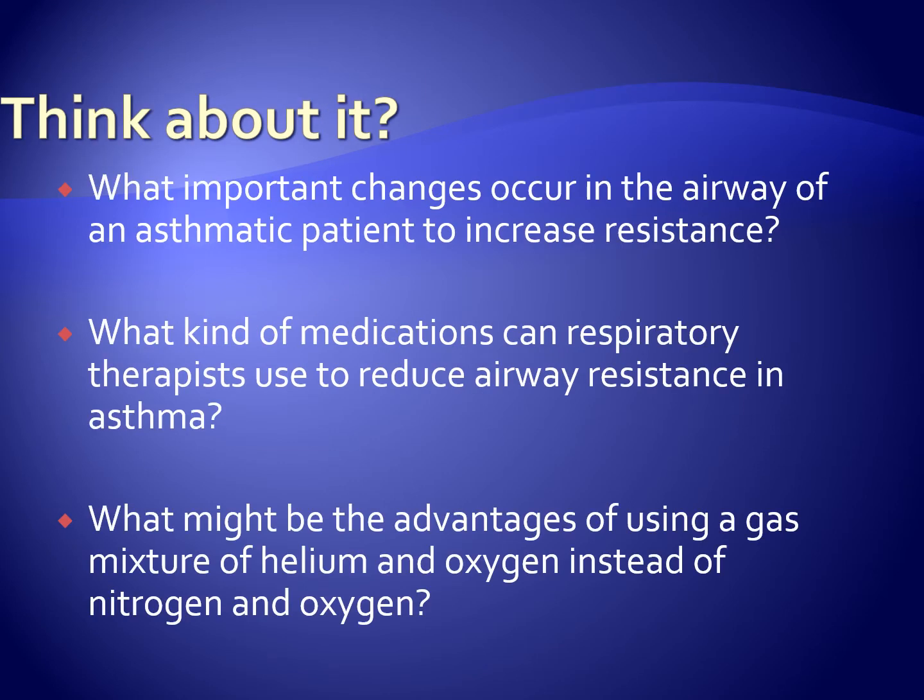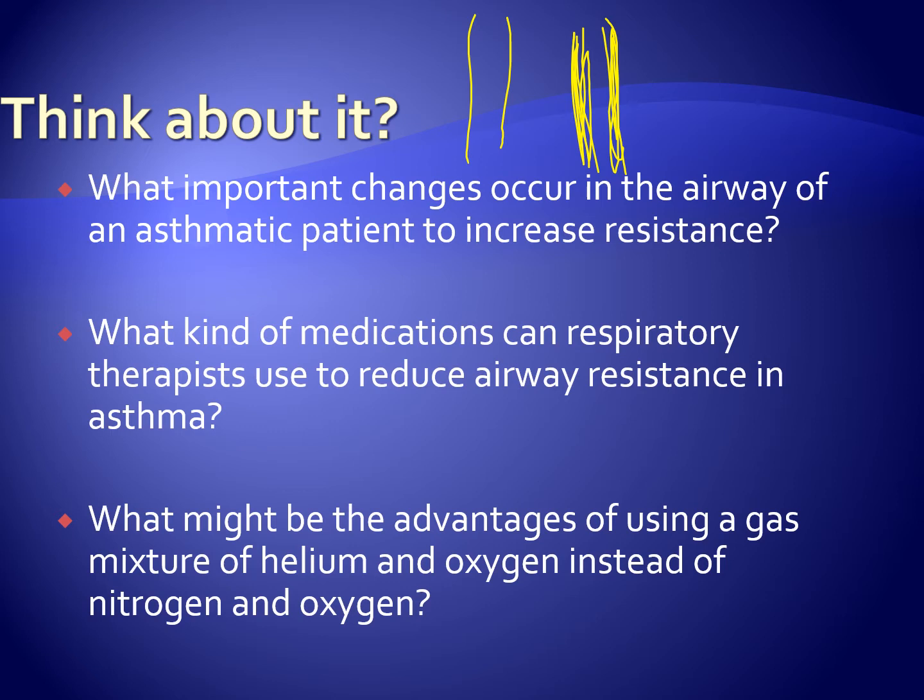So what important changes occur in the airway of an asthmatic patient that increase resistance? Remember, they go from a wide open airway to now a bronchospasmed, much smaller, much more narrow airway. So according to Poiseuille's law, they're decreasing the radius significantly. So this is going to cause an increase in resistance, right?